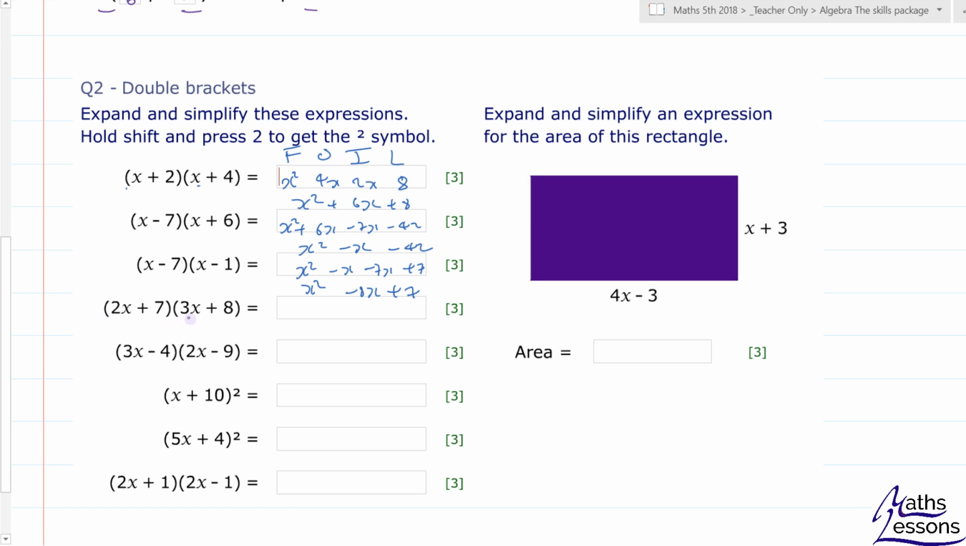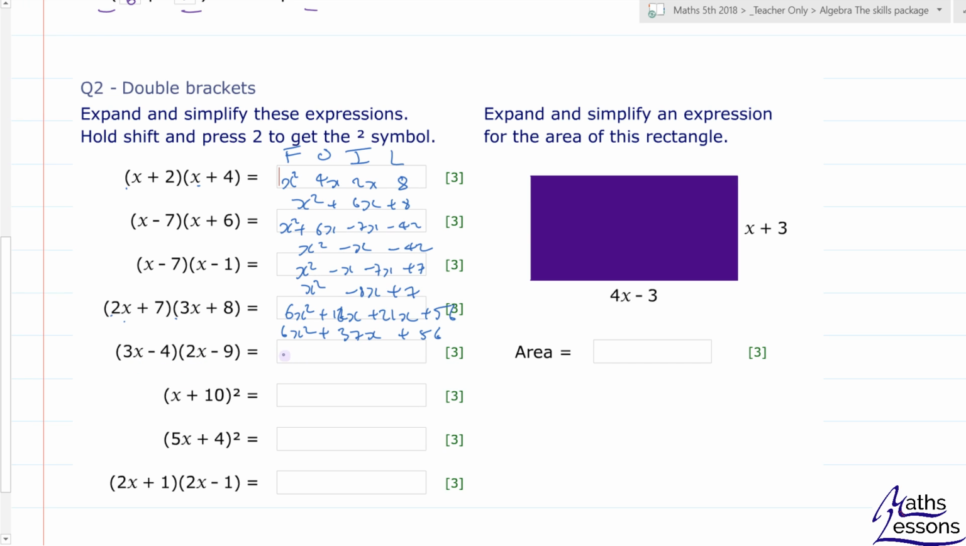Next one, our first two things, 6x squared. 2 times 3 is 6, x times x is x squared. Can't do anything like that. 2x times 8 for the outers is 16x. 7 times 3x is plus 21x, and 7 times 8 is 56. 16 plus 21, add on the 10 gives you 31, add on the 6, 37. So 6x squared plus 37x plus 56. Right, let's carry on.